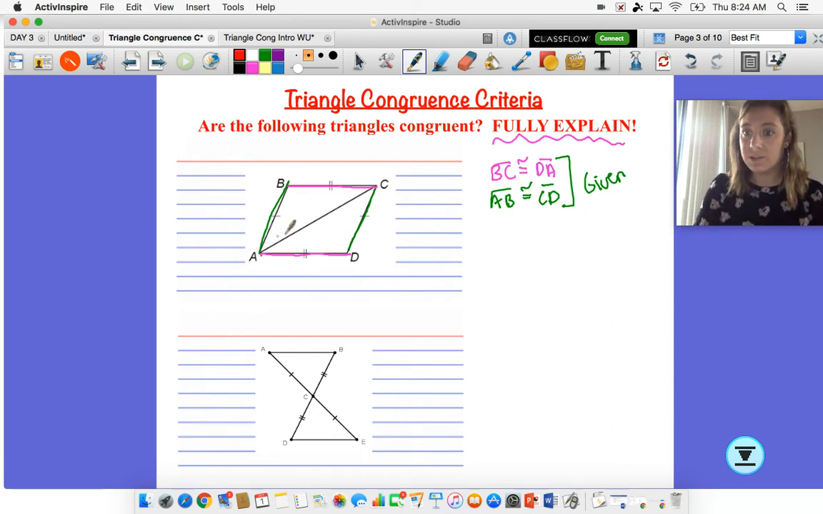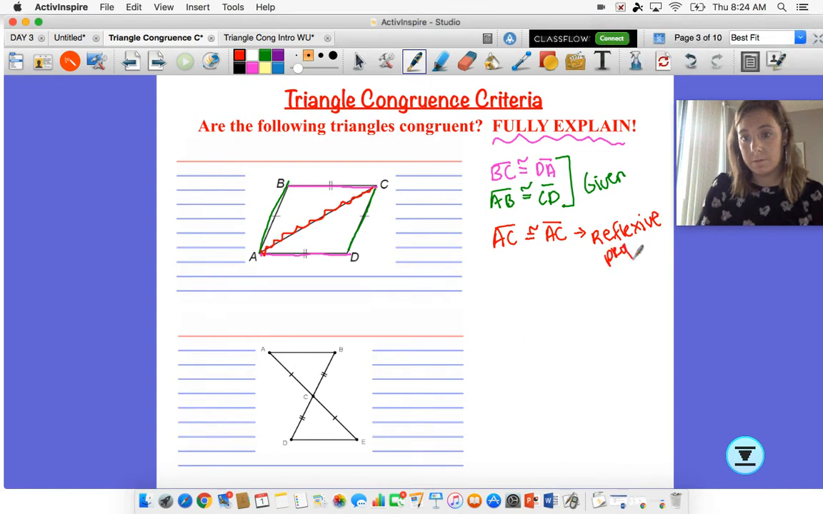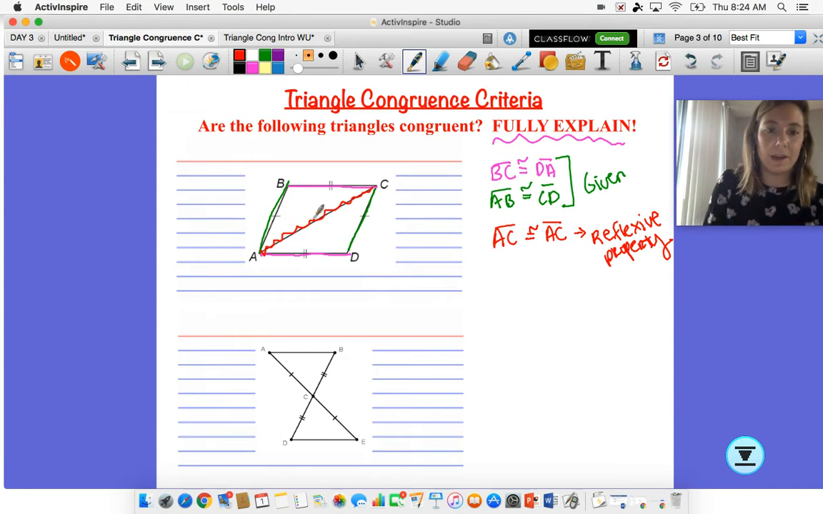Well, there is. These 2 triangles share a side. They share side AC. Right? So I can say that AC is congruent to AC. Maybe you remember what that's called. The reason this is true is the reflexive property. It's because it's a shared side, right? They share that side, so it is congruent to itself. Something's equal to itself. It's congruent to itself. So I can go ahead and put a marking on there.